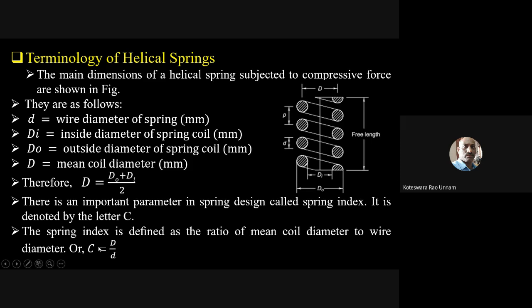Depending upon the C value, this ratio, as we already discussed, the type of manufacturing process will be decided. So how does it play a role? If the C value is less, what are the implications? If C is very high, that is, the spring index is very high, what are the implications? That we'll see in the next slide.